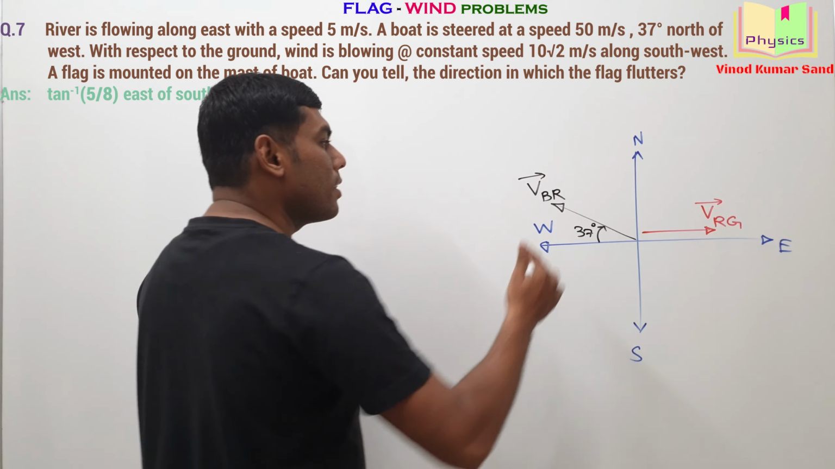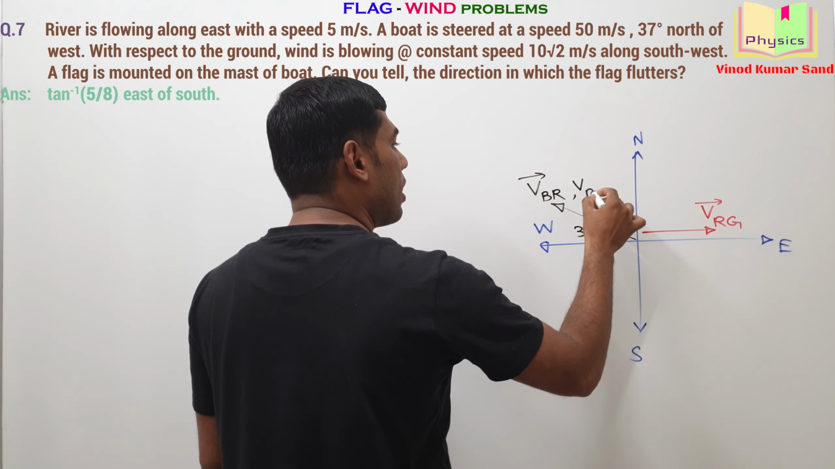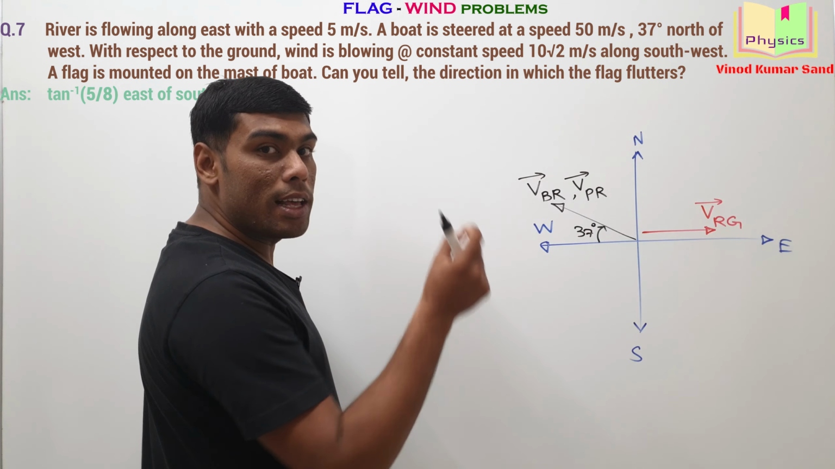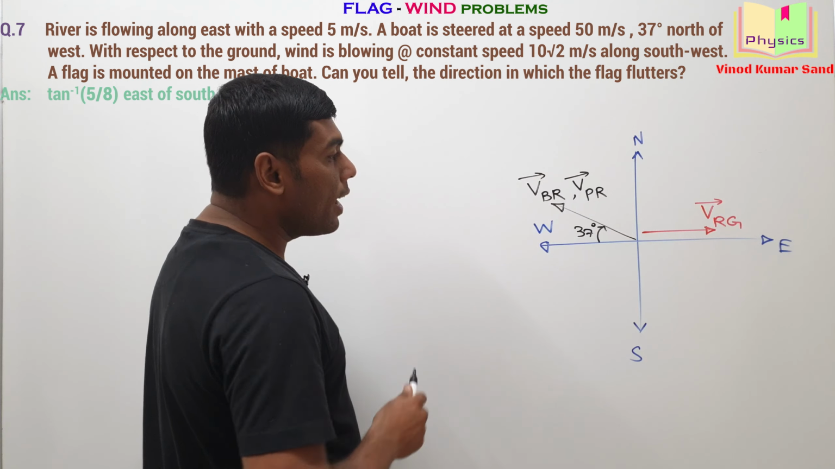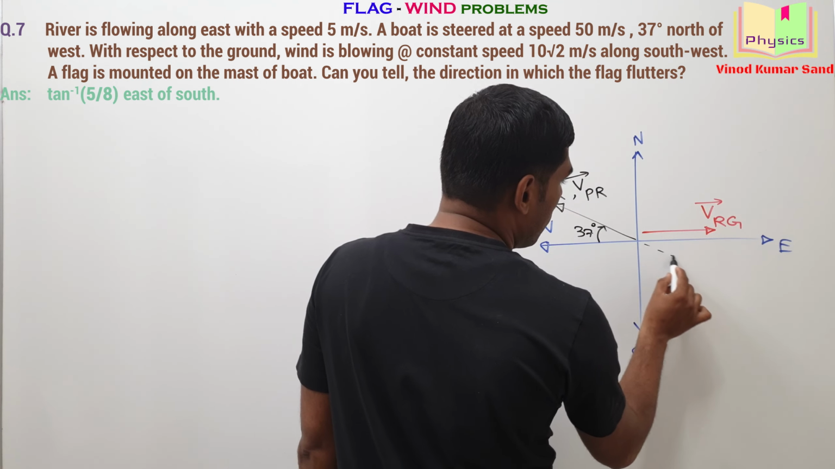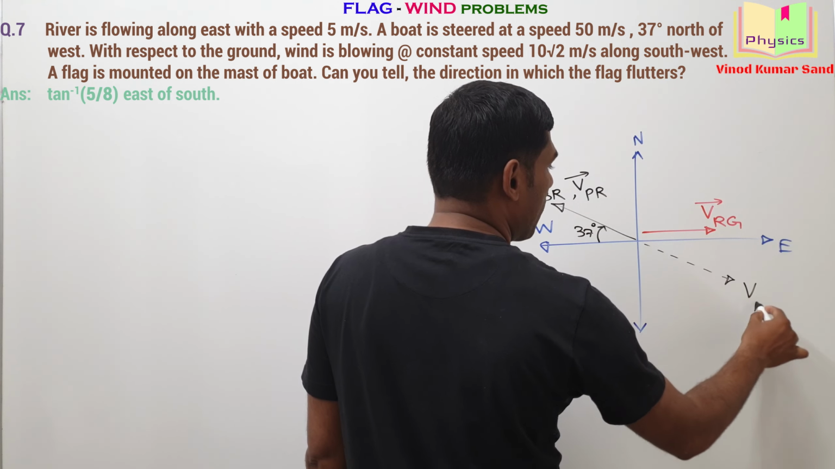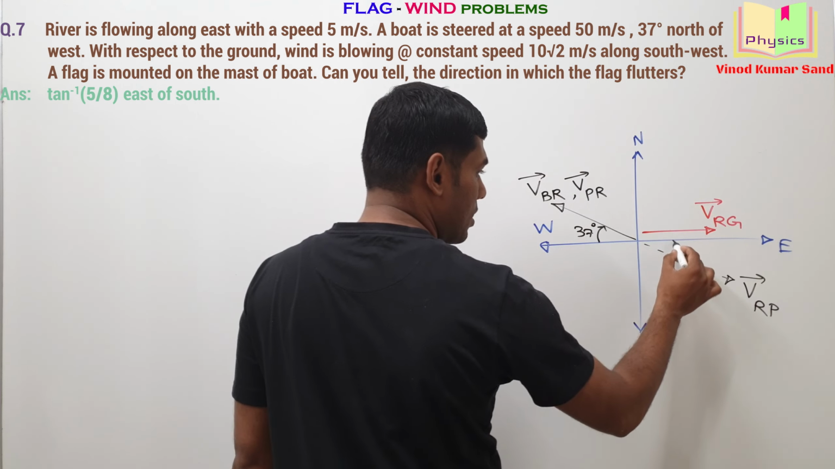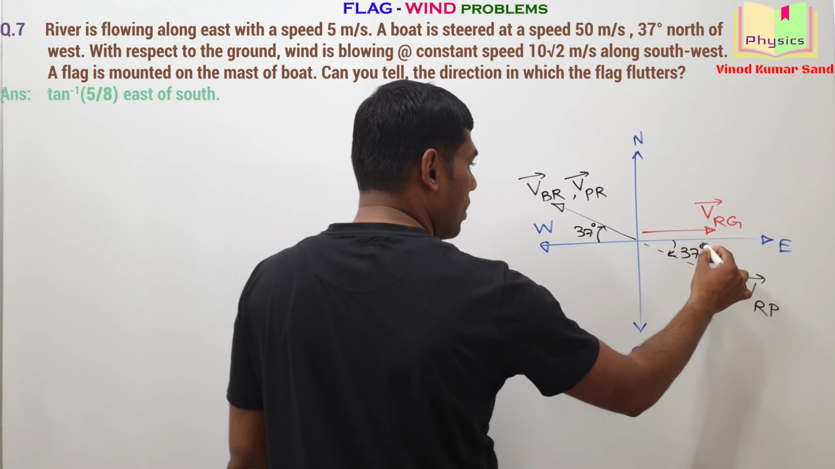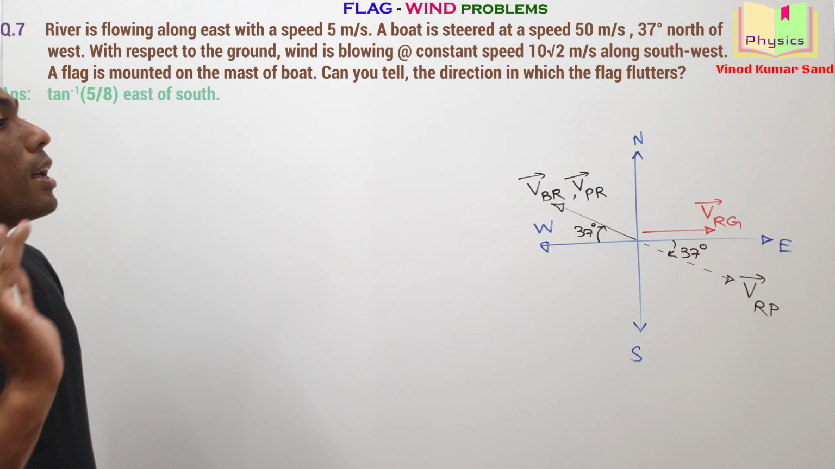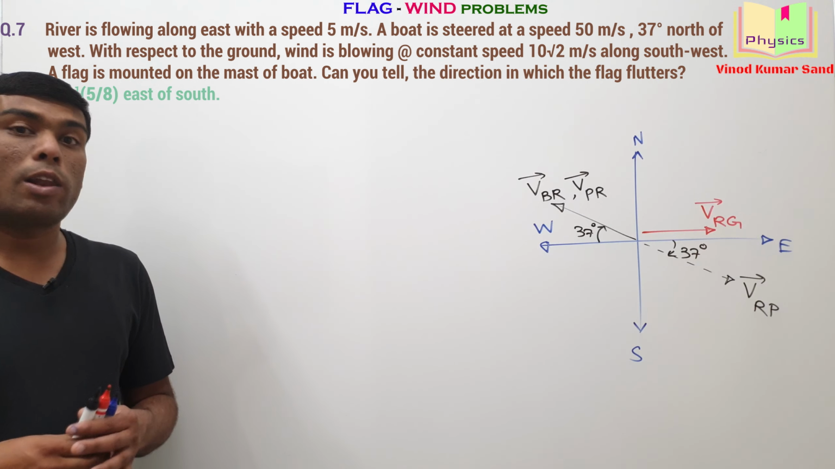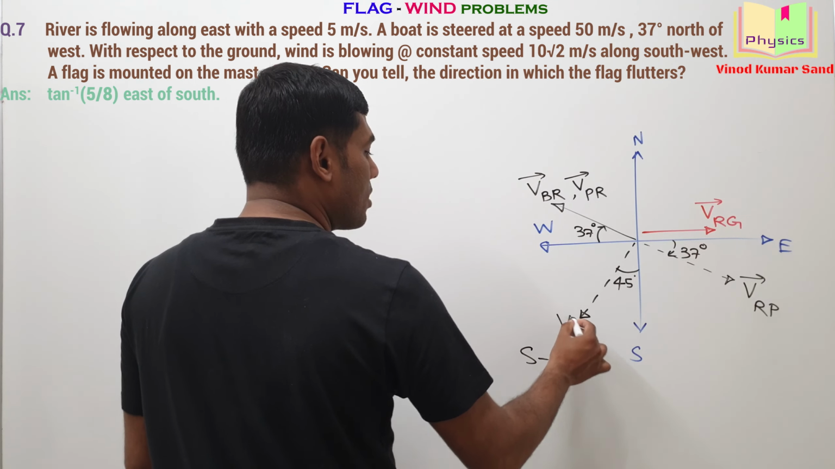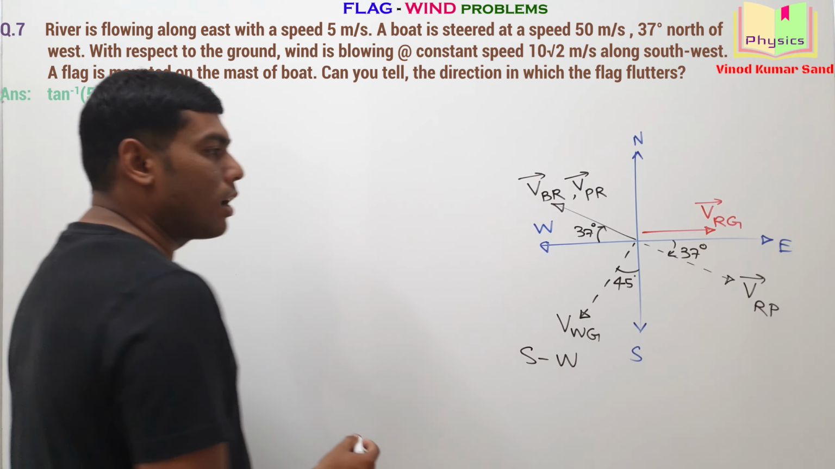Got it? And in the same direction, we can show the velocity of the pole with respect to the river, because the pole has been mounted on the boat. And if we require the velocity of the river with respect to the pole or with respect to the boat, that will be shown in this direction. This angle must be 37 degree. Got it? Next data. We know the velocity of the wind. This direction is southwest. Here is the velocity of the wind with respect to ground.